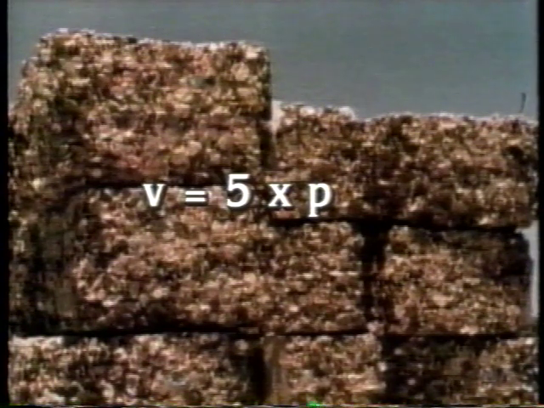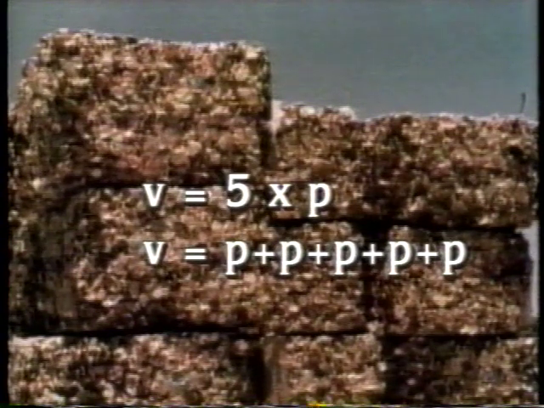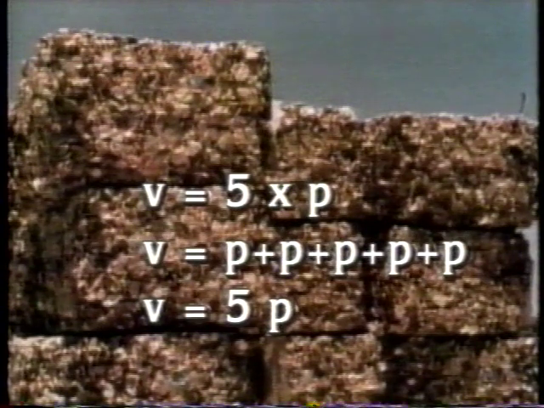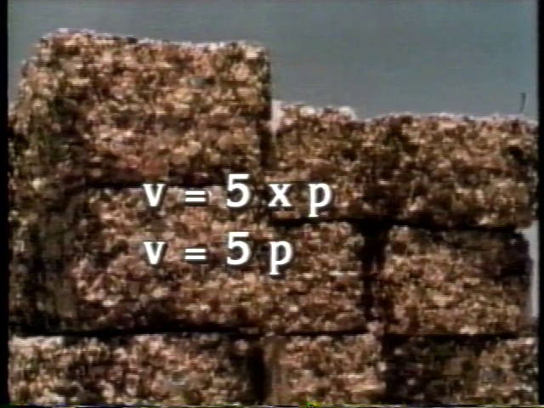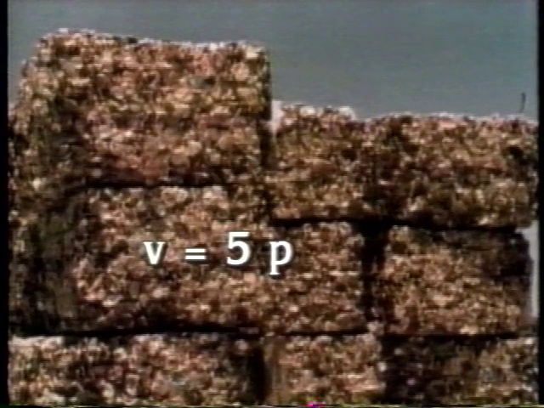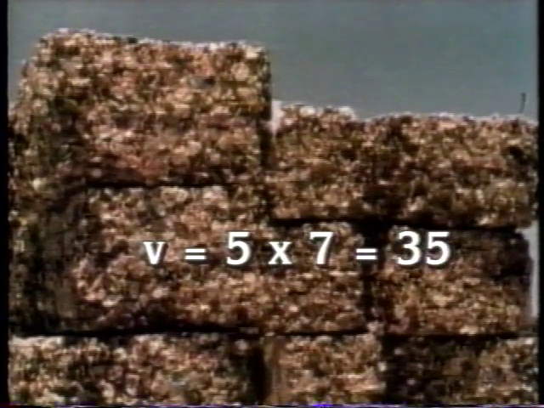Multiplying by 5 is the same as adding 5 P's in succession, so 5 times P is usually just written as 5P. Another reason for omitting the multiplication sign is that it can be confused with the letter X, which is often used to represent a variable. So the value of the trash is expressed as V equals 5P. Of course, if we want to find the value when the price of scrap metal is $7 per ton, we must use a symbol for the multiplication so that we don't confuse 5 times 7 with 57.